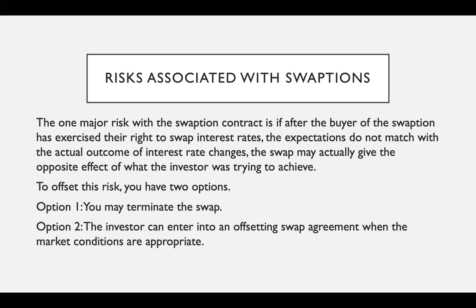Also, if the interest rates do not end up being higher than the rate mentioned on the swaption contract, then the buyer of the option would not exercise their right to swap the interest rates, and hence all the premium payments up till the maturity of the swaption contract would have gone to waste.